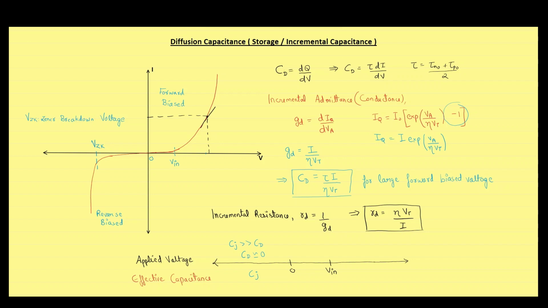For the voltage range between 0 and cut-in voltage Vγ, both junction capacitance and diffusion capacitance are effective. However, after the cut-in voltage, when the current increases rapidly, diffusion capacitance is significantly greater than junction capacitance. So, effective capacitance consists of only diffusion capacitance.